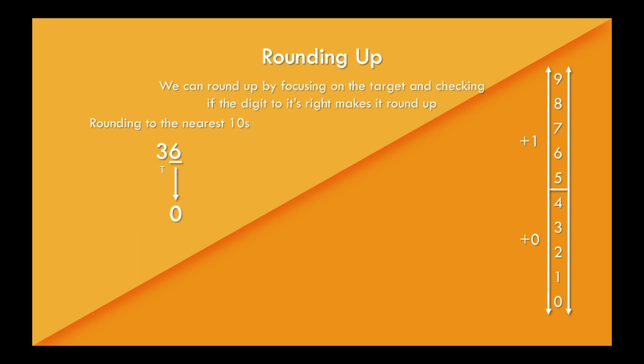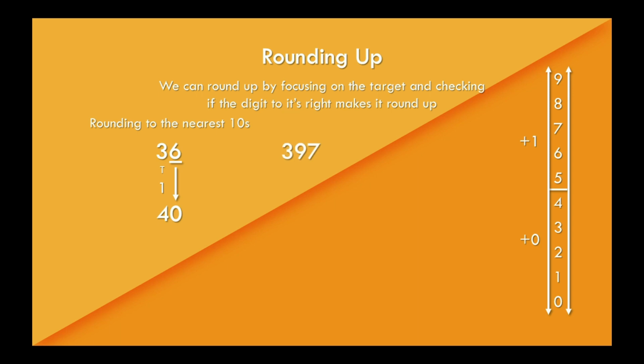Now when a number rounds up, the place value that you're rounding to gets 1 added to it. So over here, we would add 1 to 3, which makes it 4. All the digits to the left stay the same unless something carries over. This gives us a final answer of 40. Let's do a few more examples.